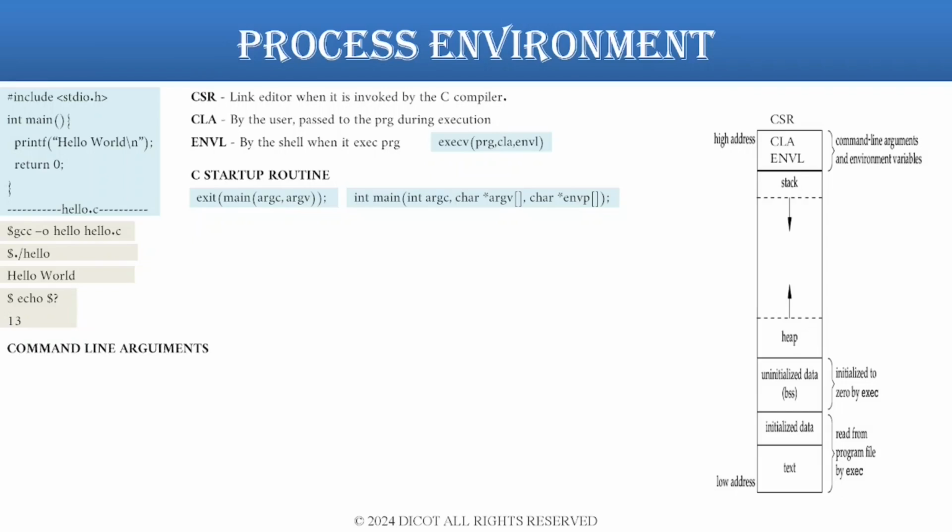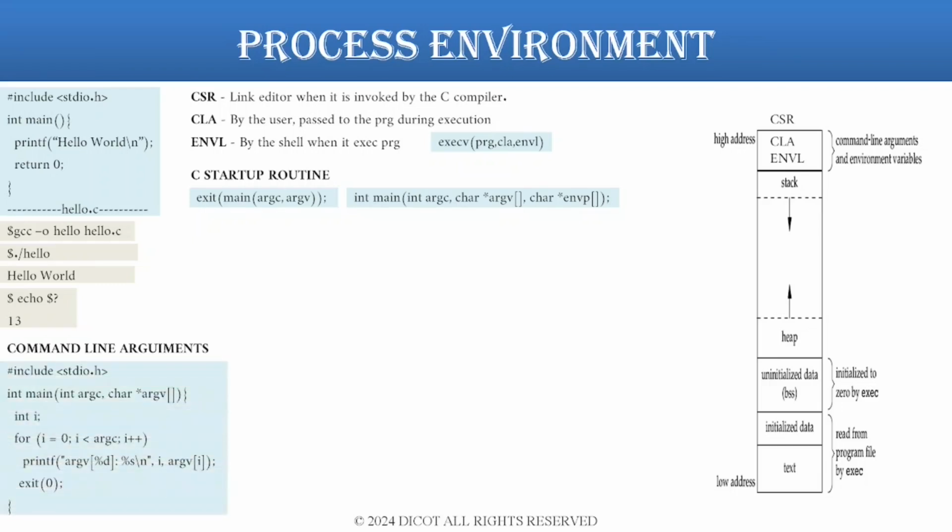Now let's see command line arguments. When a program is executed, the process that does the exec can pass command line arguments to the new program. As we saw in the example, the execv function is passing three arguments: the name of the program, the command line arguments, and the environment. So consider this example. The program in this example echoes all its command line arguments to the standard output device. So this is the program.